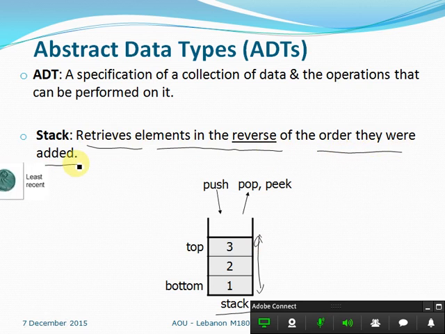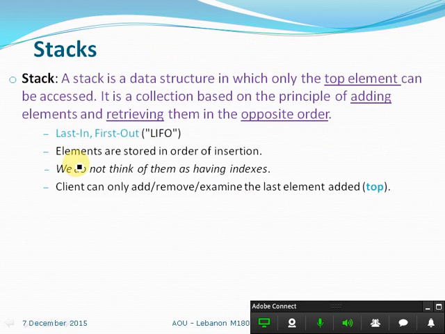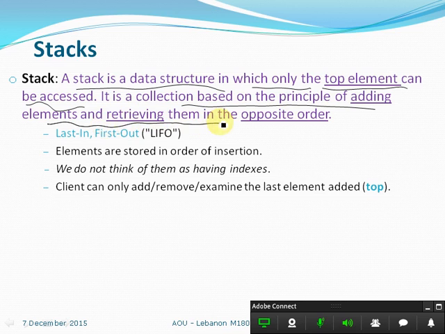Okay, now before that, let us see what a stack is. The formal definition for the stack is: a stack is a data structure in which only the top element can be accessed, and it is a collection based on the principle of adding the elements and retrieving them in the opposite order. Adding the element to the collection and retrieving in opposite order.